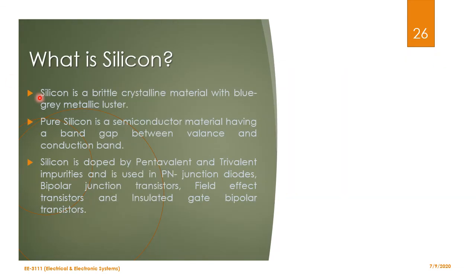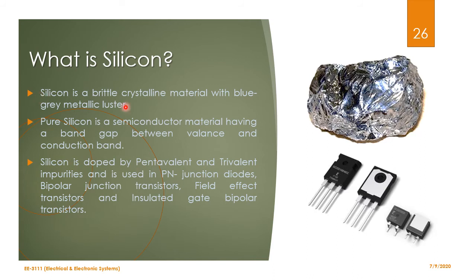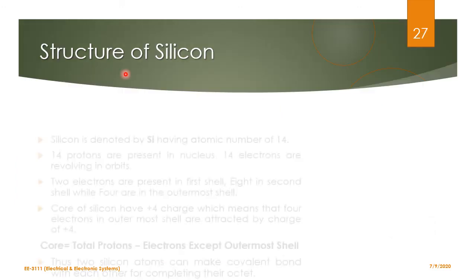Firstly, what is silicon? Silicon is a brittle crystalline material with a blue-gray metallic luster. Pure silicon is a semiconductor having a band gap between the valence and conduction band, but silicon can be doped with pentavalent or trivalent impurities to improve its conductivity, which enables silicon to be used in diodes, BJTs, FETs, IGBTs, and other components. Structure of silicon.